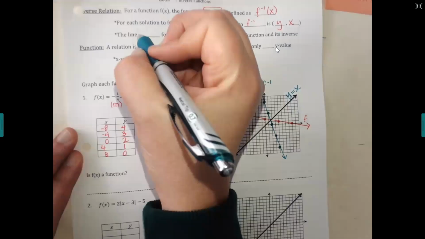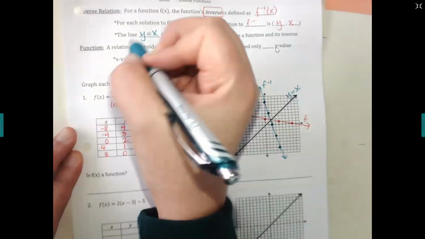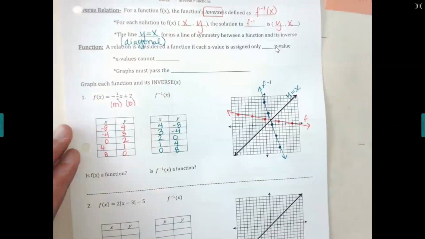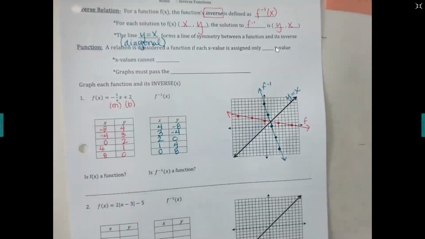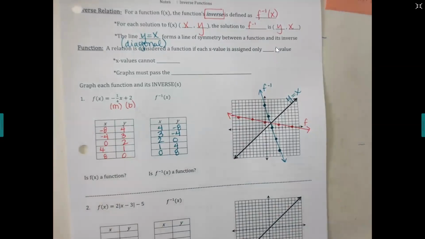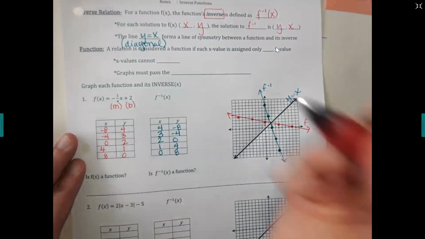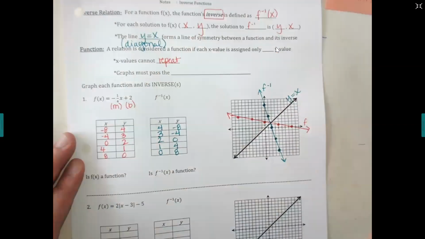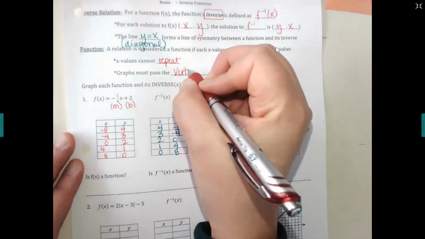Okay, so let's write that in right here. And then I'm gonna put diagonal. Okay, so your diagonal line should form a line of symmetry. When you fold your graph, it should match up on both sides. Then last little part of this, for a function, your x's have to have only one y value, they cannot repeat. And your graph has to pass the vertical line test.